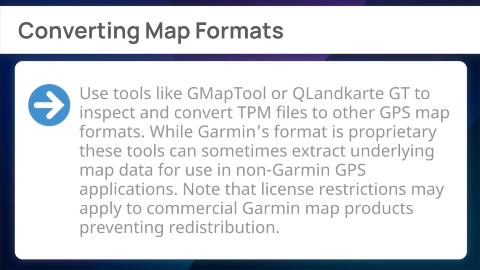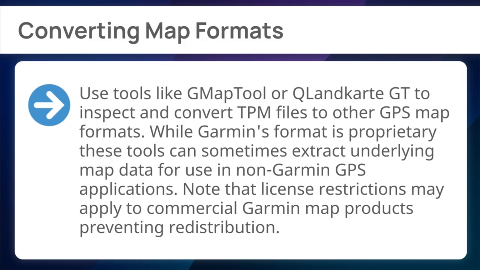Finally, converting map formats. Use tools like Gmap Tool or QLand Card AGT to inspect and convert TPM files to other GPS map formats. While Garmin's format is proprietary, these tools can sometimes extract underlying map data for use in non-Garmin GPS applications. Note that license restrictions may apply to commercial Garmin map products, preventing redistribution.